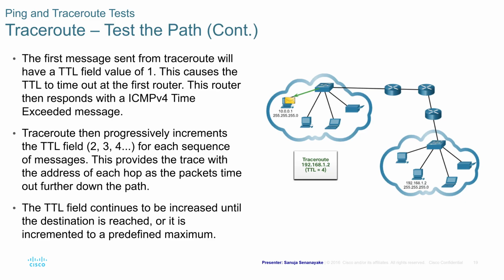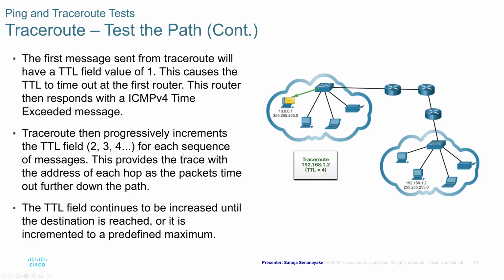The first message sent from traceroute will have a time to live field, or TTL field, value of 1. This causes the TTL to time out at the first router. This router then responds with an ICMP version 4 time exceeded message. Traceroute then progressively increments the time to live field from 1 to 2 to 3 to 4 and so on for each sequence of messages.